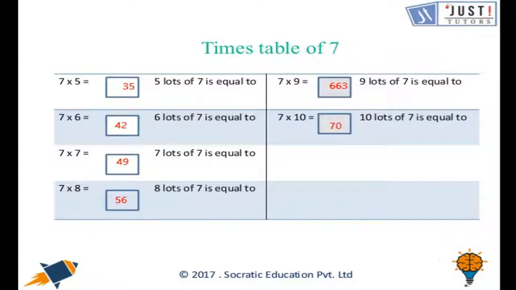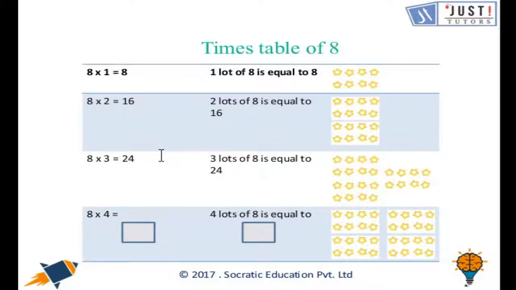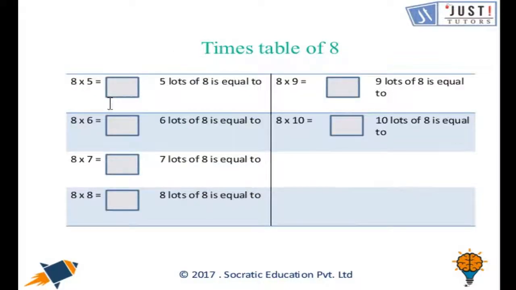Now talking about the 8 times table, 8 times 1 is 8, 8 times 2 is 16, 8 times 3 is 24, 8 times 4 is 32. That is the same as 4 lots of 8, which is equal to 32 as well. Now moving ahead, 8 times 5 will be 40, 8 times 6 will be 48, 8 times 7 will be 56, 8 times 8 will be 64, 8 times 9 will be 72, and 8 times 10 will be 80.